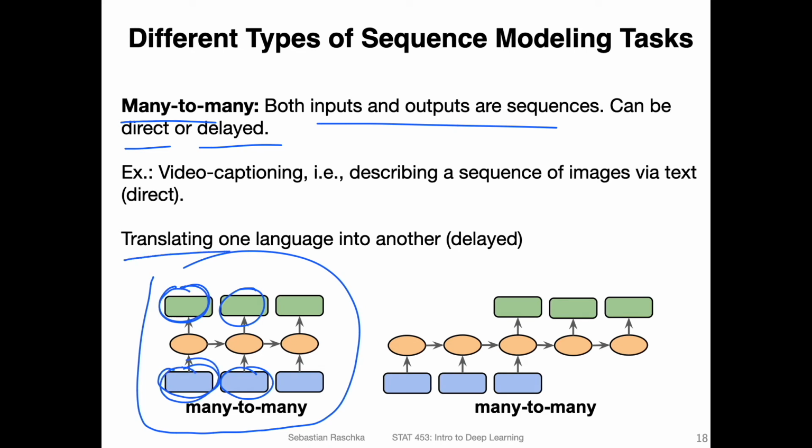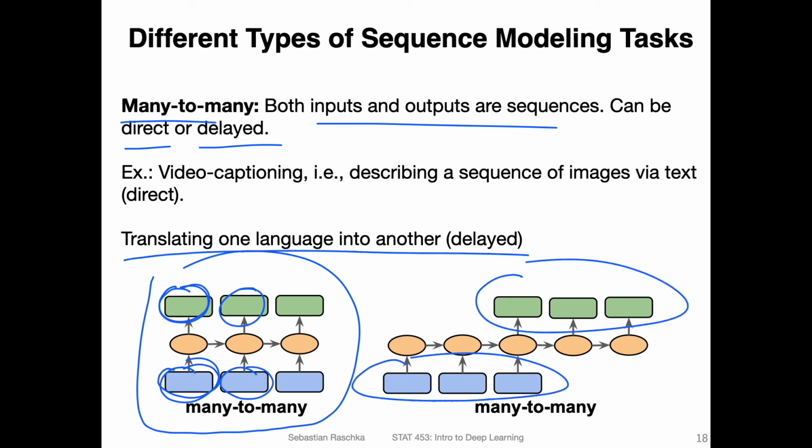And a delayed task would be, for example, translating one language into another language. So you could have a sentence in English and then, let's say, translate it to German. So here this would not be a good case for a direct setup, because you don't want to translate each word. You don't want to translate the sentence word by word, right?